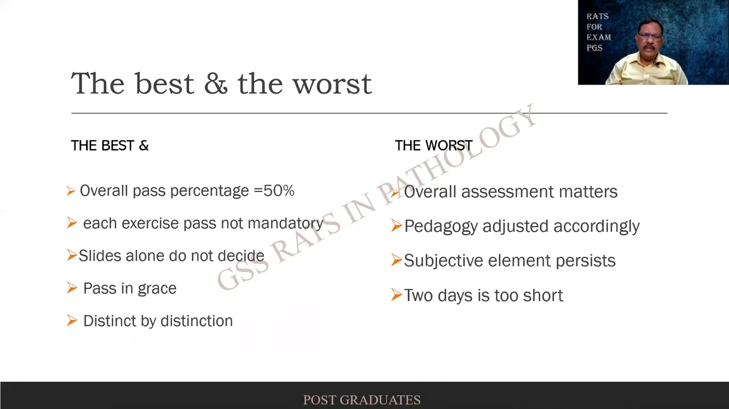What are the best and the worst in the examination? The overall pass percentage is 50. Initially, in the first slide, I had shown you the distribution of the marks. Passing in each exercise is not mandatory. Those days, if we do not do that well in the slides, the student is definitely failed. But here it is not probable. It is, theoretically speaking, a student can get 0 in a section and still pass the exam. And there is always a chance of passing through grace marks or passing in grace. And secondly, you can always be distinct by getting a distinction.